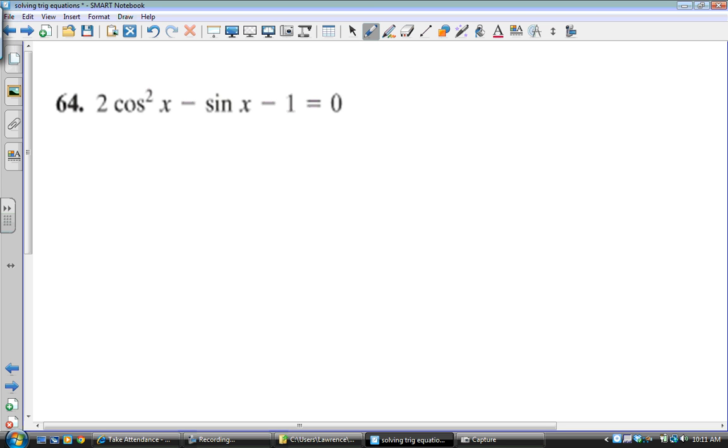Right. In the first Pythagorean identity, which is sine squared theta plus cosine squared theta equals 1. Now, how are we going to use that?